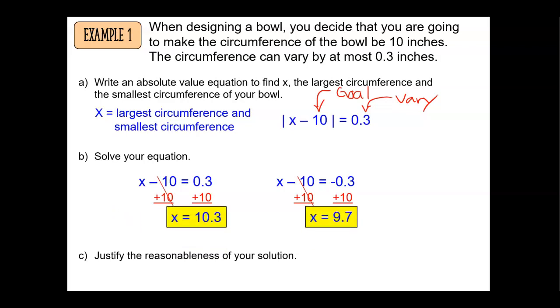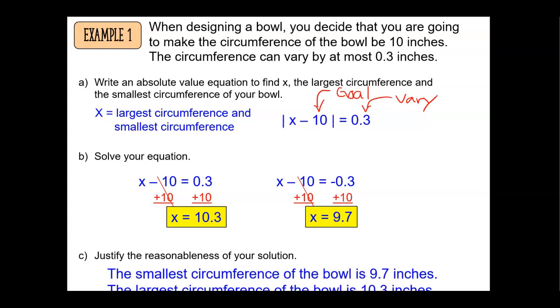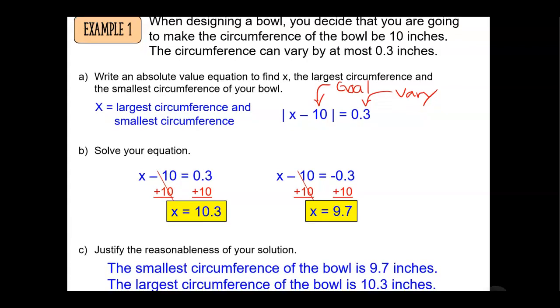So you do the one step, and now you get your top variance and your bottom variance. That's pretty much it. Now when it says to justify the reasonableness, you're going to tell them, hey, the smallest circumference it can be is 9.7, the largest circumference can be 10.3. So write that down, and then we're halfway done with the notes.